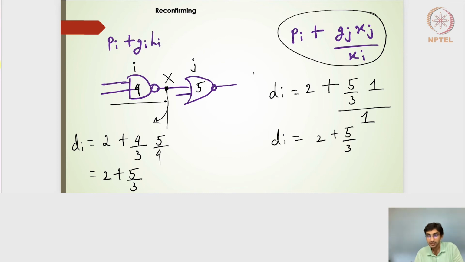Now, if I look into this particular expression of Pi plus Gj Xj by Xi, it's a very interesting expression. Now, the question is, why is this driving factor, which we used for the energy expression, ultimately converted into a delay expression? And the reason is this particular portion of Gj Xj. So if I look into this portion, let me use another slide.